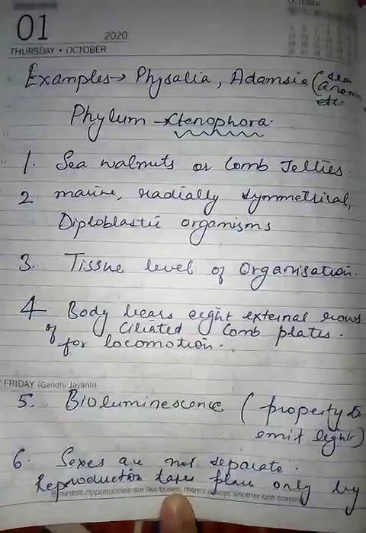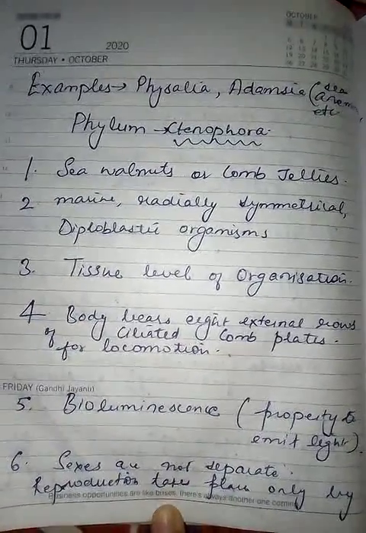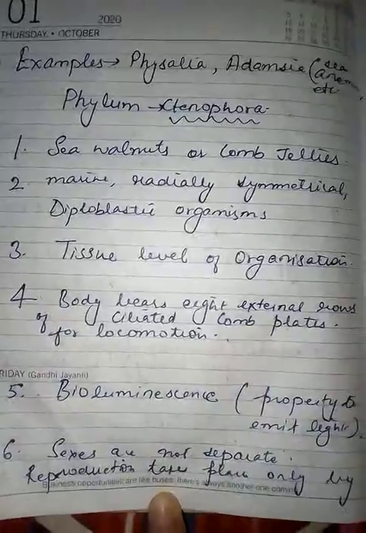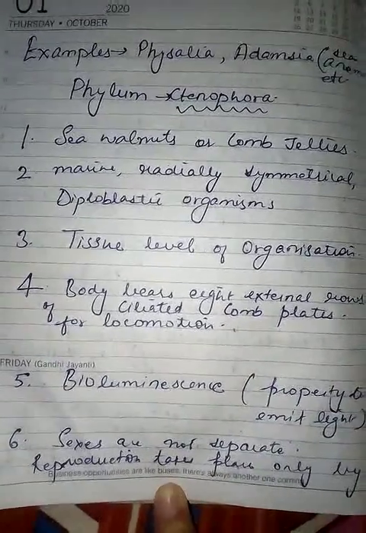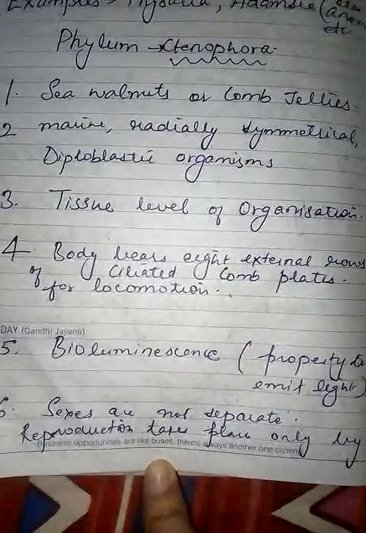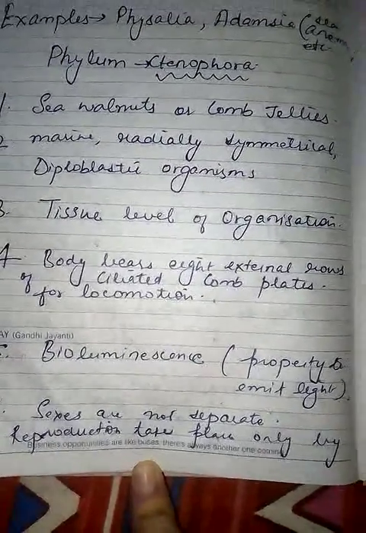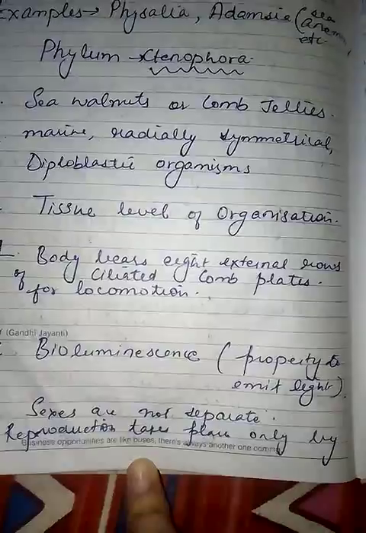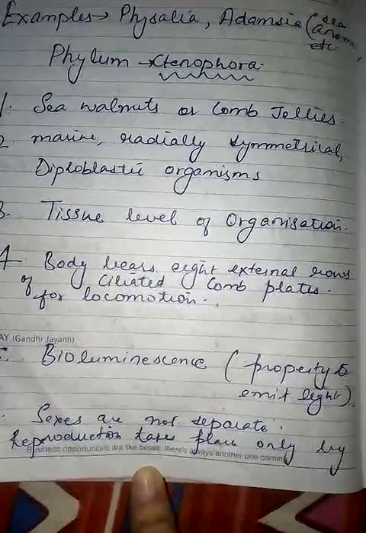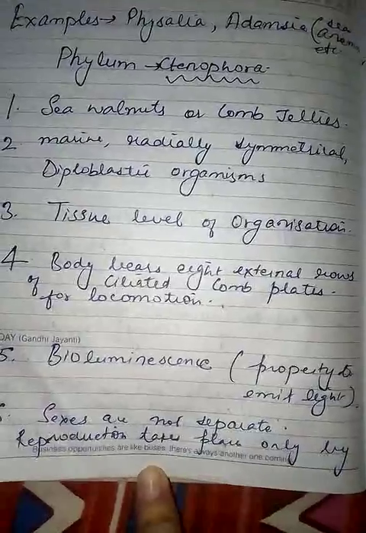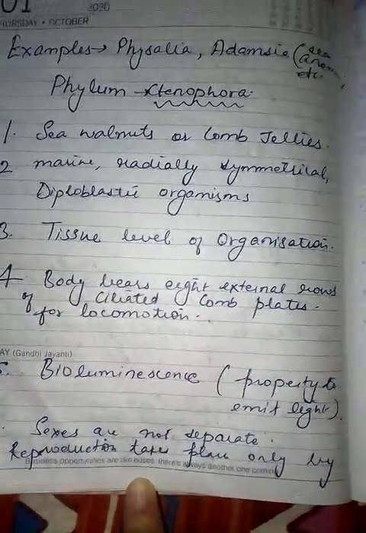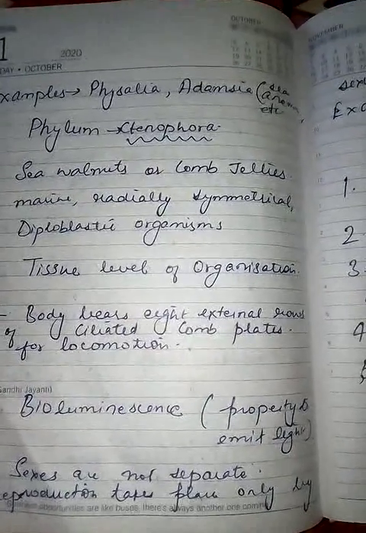Then comes Phylum Ctenophora. They are sea walnuts or comb jellies. They are marine, radially symmetrical, diploblastic organisms. They exhibit tissue level of organization. The body bears 8 external rows of ciliated comb plates for locomotion.